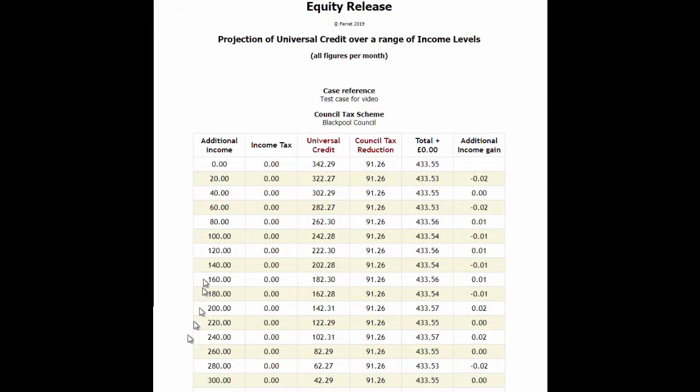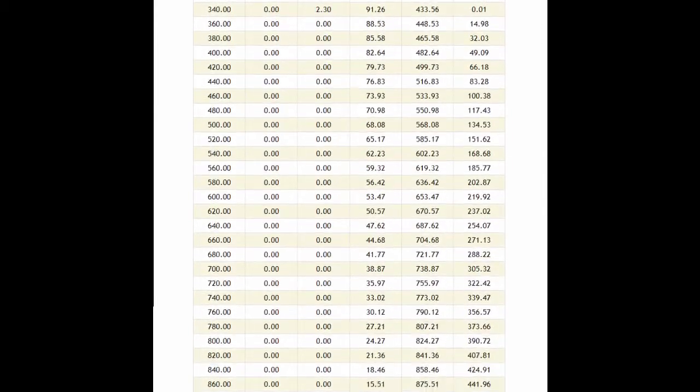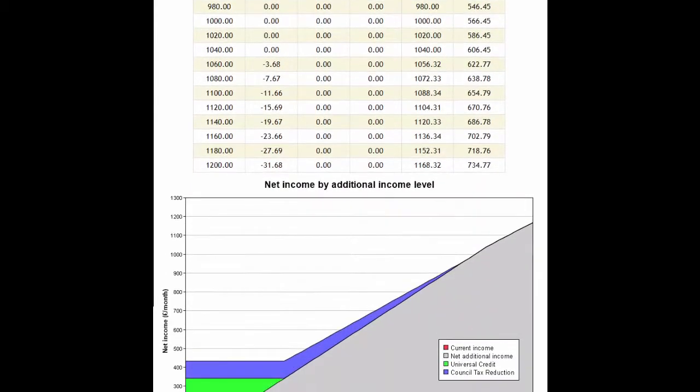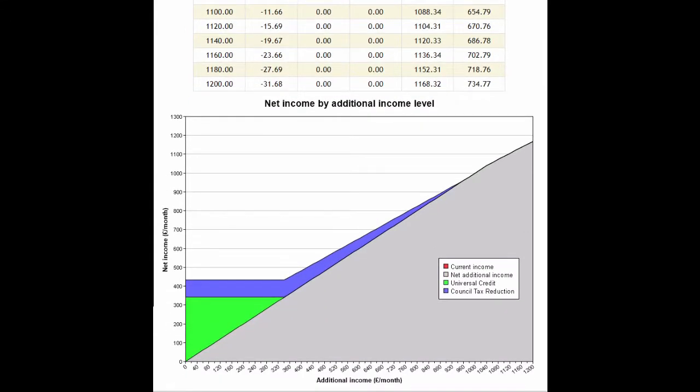But here we see the additional income again increasing, and now universal credit reducing, council tax reduction staying the same, and our additional income gain effectively of nothing until we reach a point, if we go down, where there is, as you can see from the chart, the end to universal credit entitlement, and after that penny for penny reduction stops, then real income begins to rise, offset by the council tax benefit, which tapers away typically at a 20% rate.